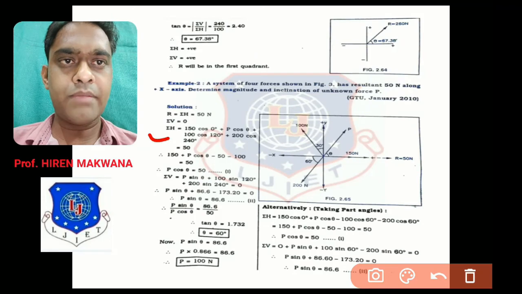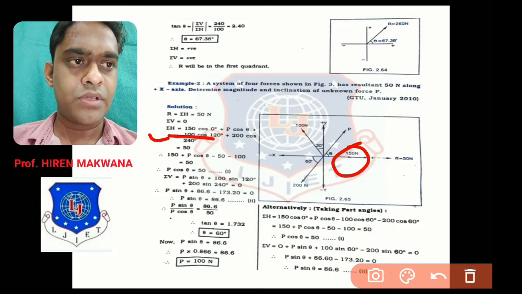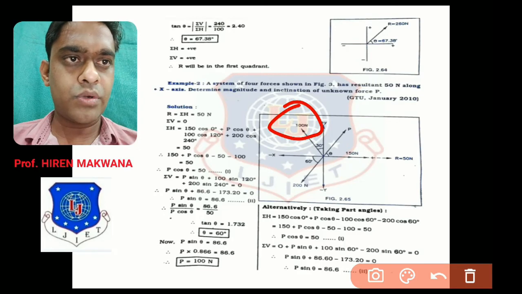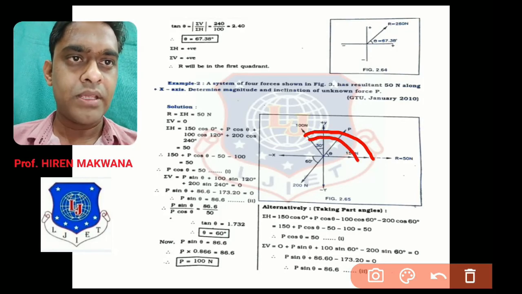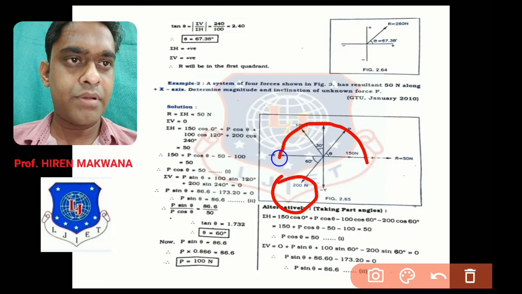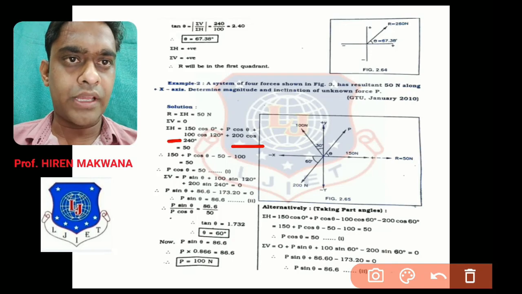Check out next sigma h. Find sigma h with the help of same method. What is first force? 150. Angle is 0. So 150 cos 0. What is next force? P. Angle is theta. So next component is P cos theta. What is next force? 100 Newton. Angle now, 100 Newton from positive x-axis, will be 90 plus 30, 120. So 100 cos 120. 200 Newton, angle from x-axis is 180 plus 60, 240 degree. So 200 cos 240.